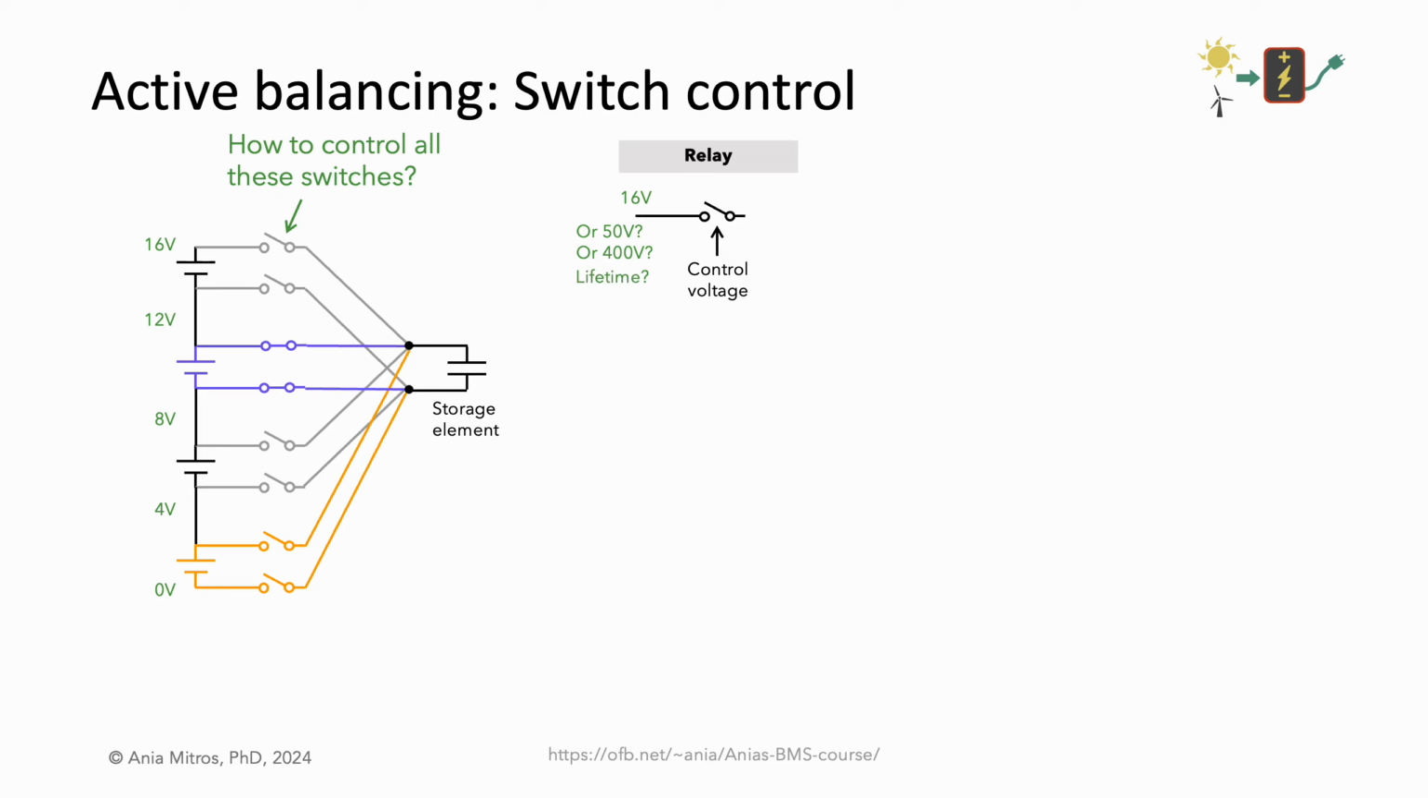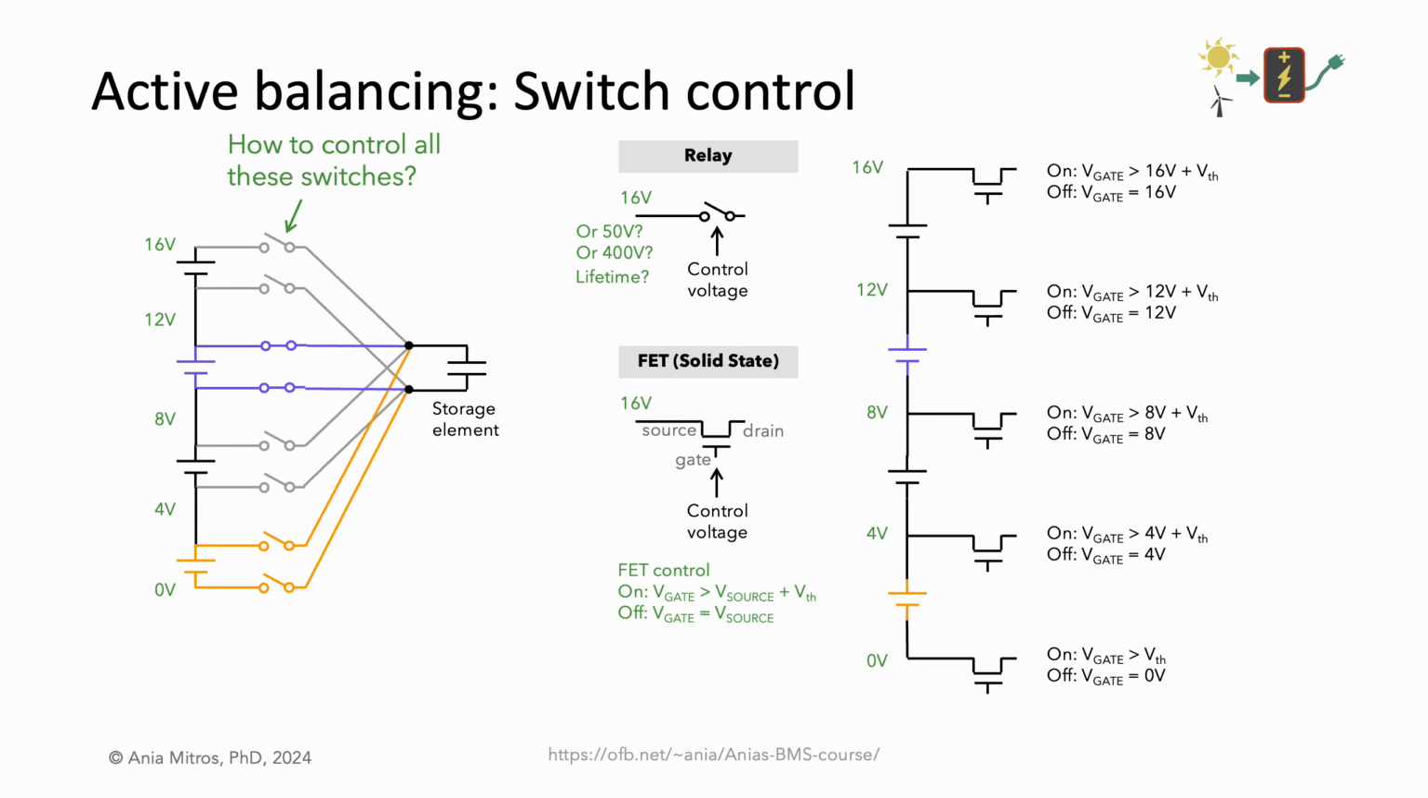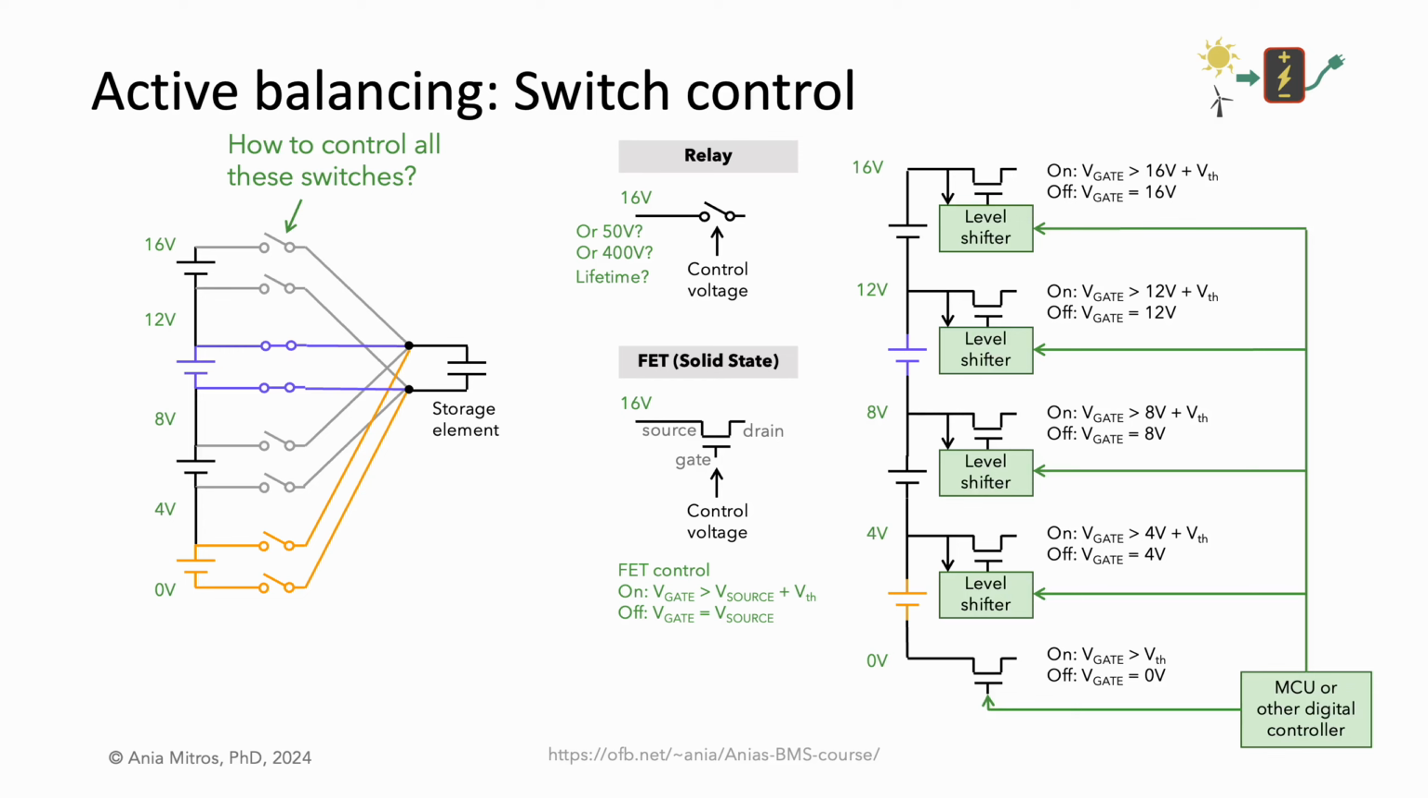And also, relays tend to have worse lifetime than solid-state switches. That is, in general, you can switch a mechanical switch fewer times than you can switch a transistor. FETs are a tempting option for those switches due to their longer lifetime. But the control gets tricky since the control voltage of a FET is relative to its source. Since every FET in the circuit has a different source voltage, the control voltage also is different for each FET. We need what's called a level shifting circuit for every switch to level shift from some microcontroller's digital signal to whatever voltage range each switch needs.